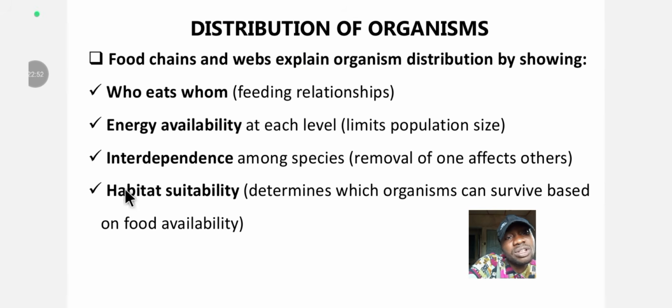The final one here is habitat suitability. It determines which organism can survive based on food availability. If there is a reduction in the production of, let me say, plant products, for example, which organism will be affected fast, which organism will quickly die? Remember, in a food web, there are different alternatives for nutrients.